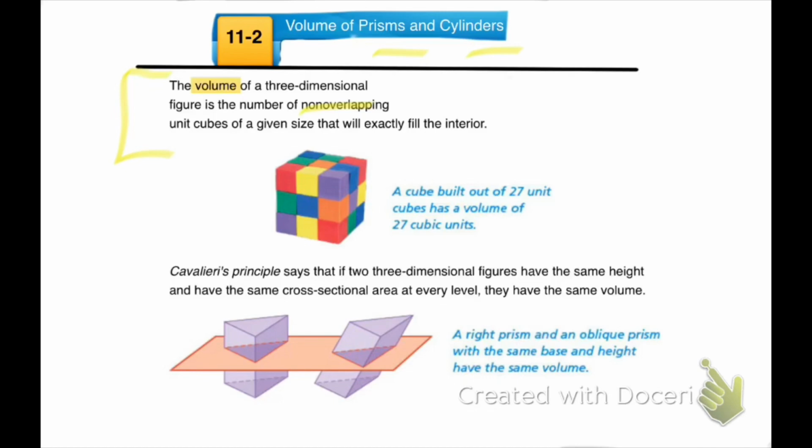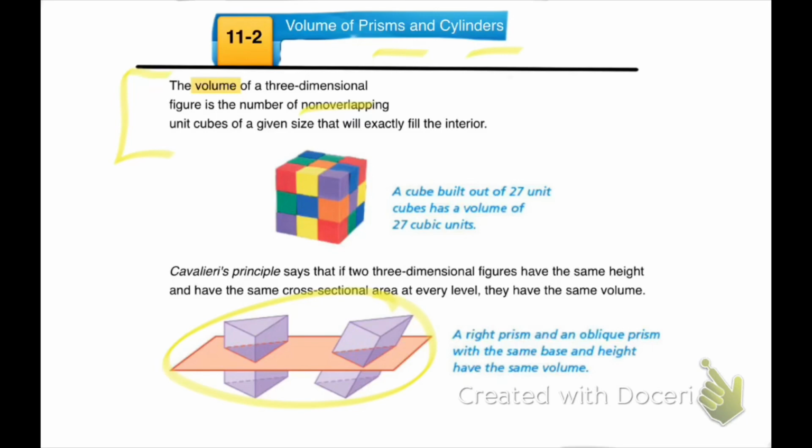Well, we have one other principle that we have to look over first, and this is Cavalieri's principle, which says that if two three-dimensional figures have the same height and the same cross-sectional area at every level, then they have the same volume. So if I take this shape and push it over so it slants a little bit, since the area of the cross-section is the same at every single height, I can move that flat plane up and down. These two shapes will have the same volume.